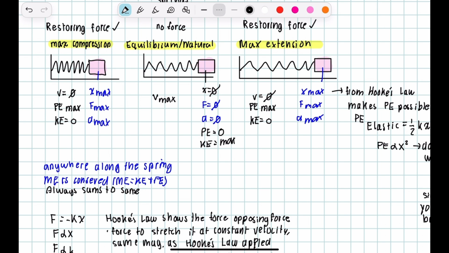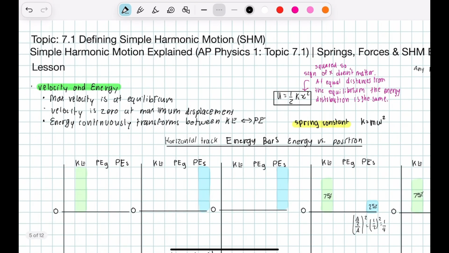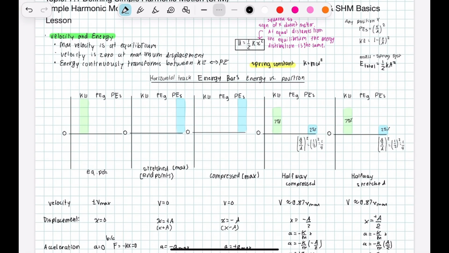And then at the restoring force, we have that the velocity is 0, potential energy is at its max, the kinetic energy is 0, the x is at its max, the F is at its max, and the a is at its max. Now here we have some bar diagrams that really help to illustrate.